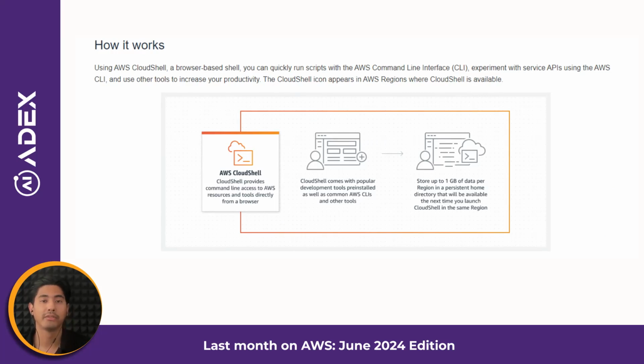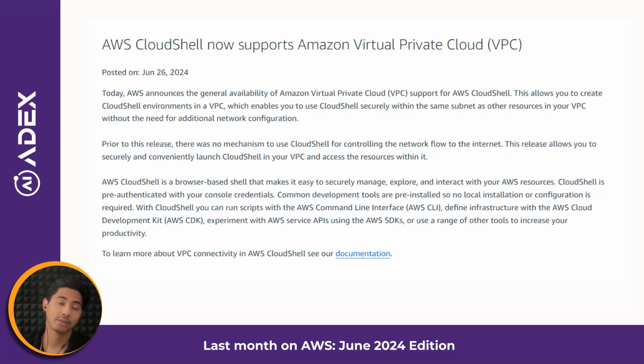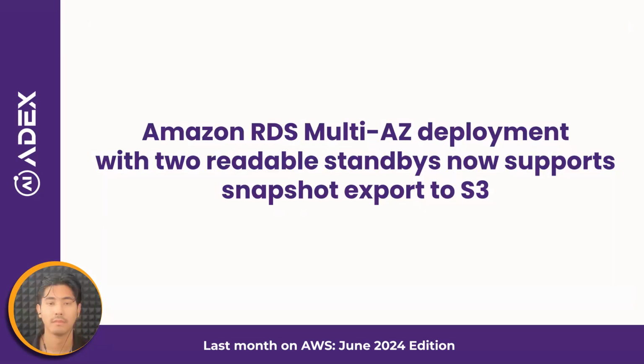So just to give a brief overview, AWS CloudShell is a browser-based shell that simplifies the management, exploration, and interaction with AWS resources. It is pre-authenticated with your console credentials and comes with common development tools pre-installed. So if you're not using CloudShell too often, this new feature might make it more compelling for you to do so. And for more information about VPC connectivity in AWS CloudShell, refer to the AWS documentation, which will be linked down below.